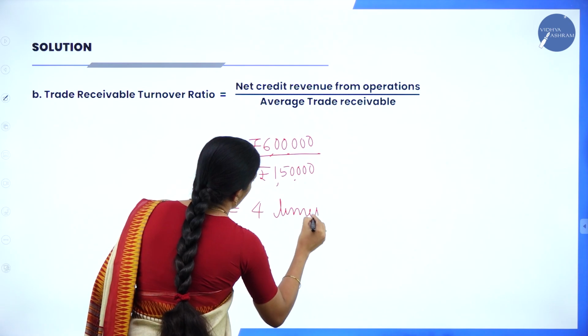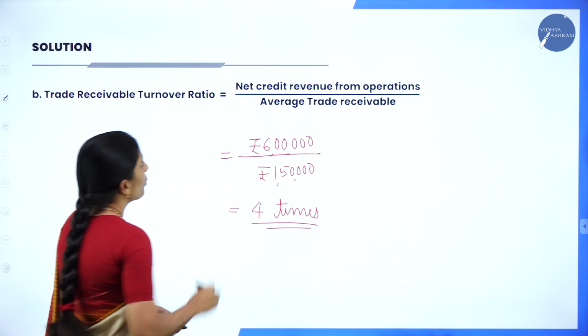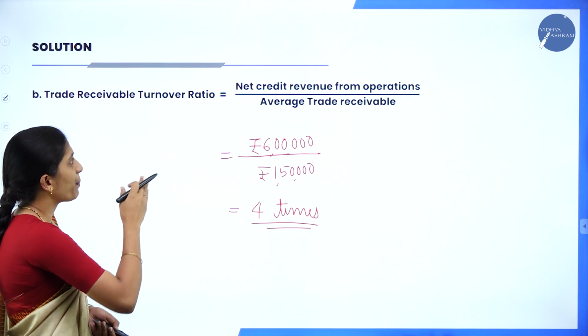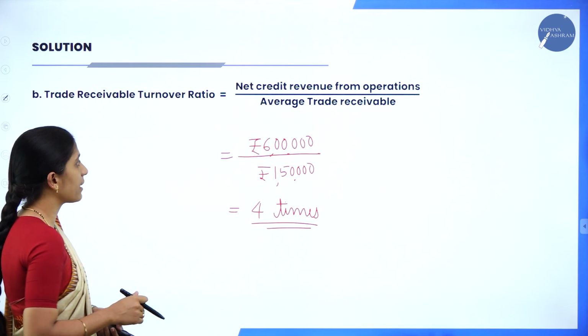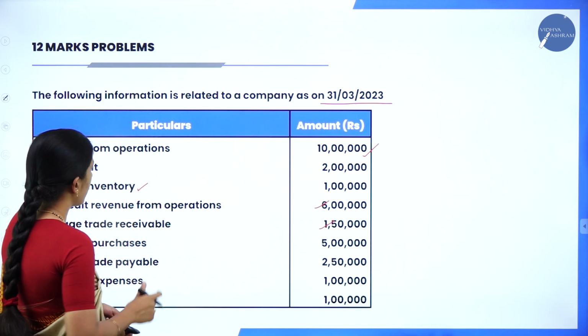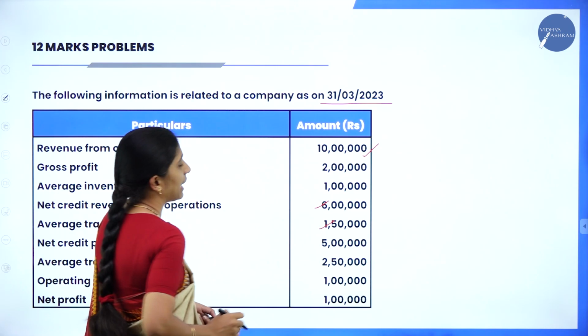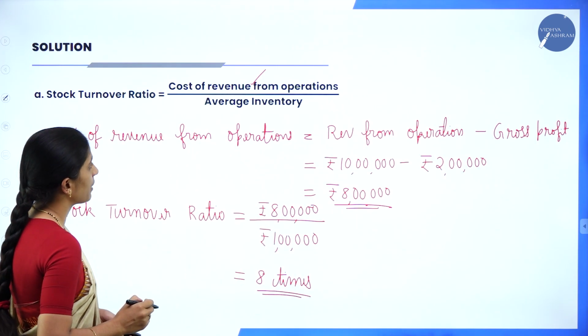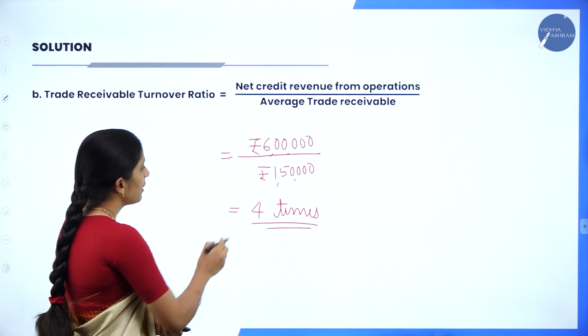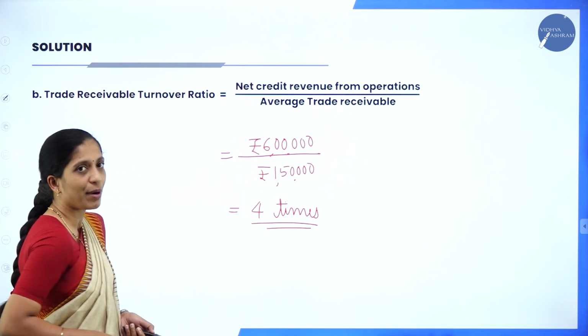Once again we shall recheck it. Net credit revenue from operations divided by average trade receivable. Net credit revenue from operations is 6 lakh divided by 1,50,000. So, that would be 4 times. Hope you are clear about it.